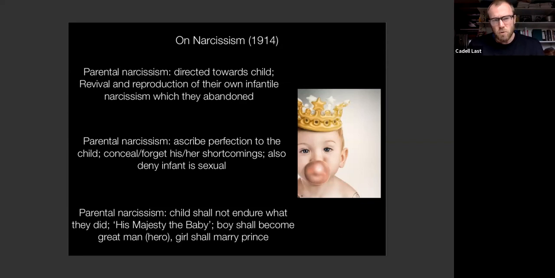In any case, in the extremes of parental narcissism, they ascribe a perfection to the child and conceal and forget his or her shortcomings, and also deny that the infant is sexual, namely denying infantile sexuality, with their own projection at work in the narcissistic tendency. He claims that parental narcissism also tries to protect the child from the pains and struggles that they had growing up. He says, quote, "his majesty, the baby," and they want the boy to become a great man or a hero, and they want the girl to marry a prince or a great man.